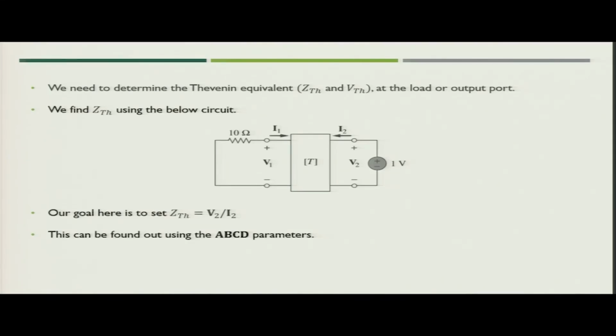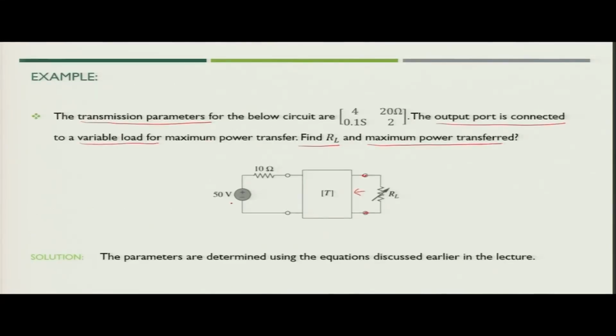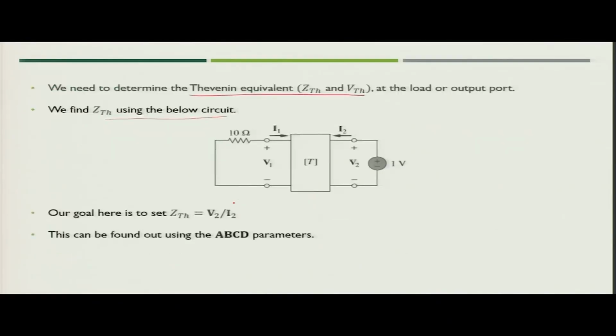Now, first what we need to do? We have to determine the Thevenin impedance and Thevenin voltage. First, let us find out the value of Thevenin impedance. So, for that what we have to do? To find out the value of Thevenin impedance, we need to short circuit all the independent voltage sources. So, here this independent voltage source we will short circuit, and then to find out the value of ZTH, we will apply 1 volt at the output port, so that we can find the value of V2.